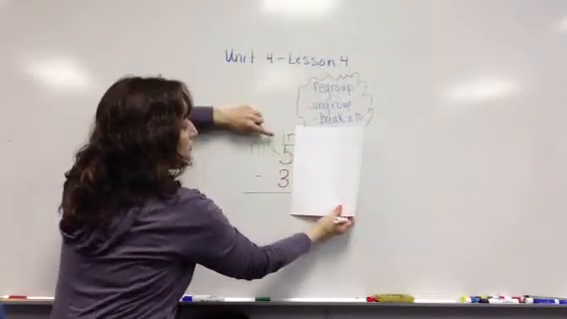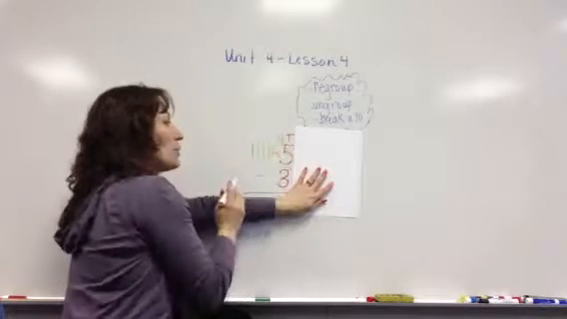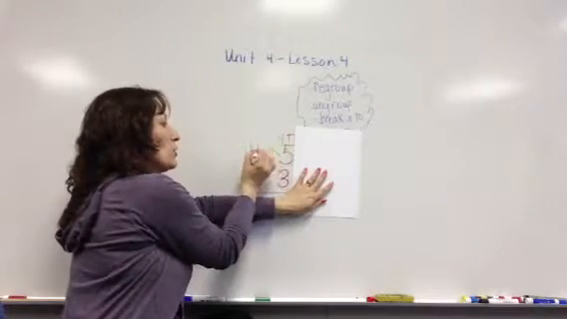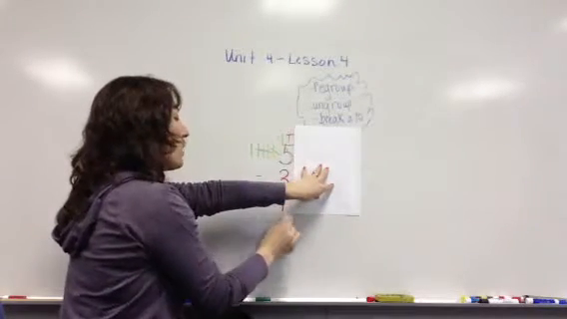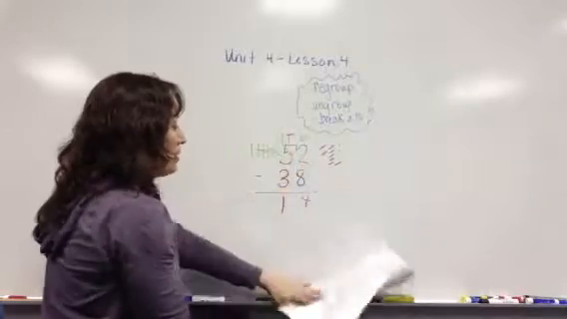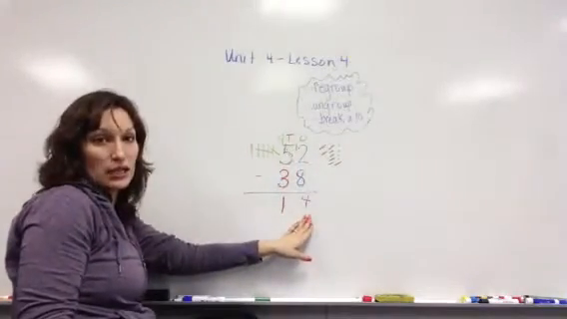Now go over to the 10 spot. I have 4 tens, they're right here, and I want to take away 3 tens. Can I take 3 tens out of here? 1, 2, 3. Yes, I can. How many whole tens are left? 1. So 52 take away 38 is equal to 14.